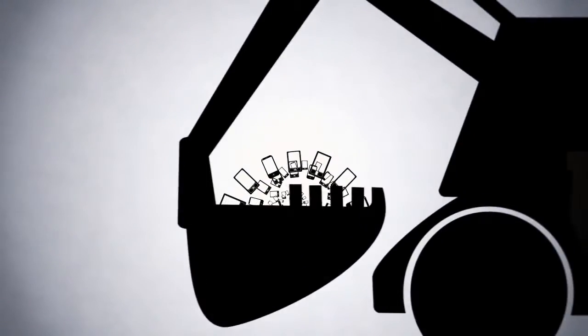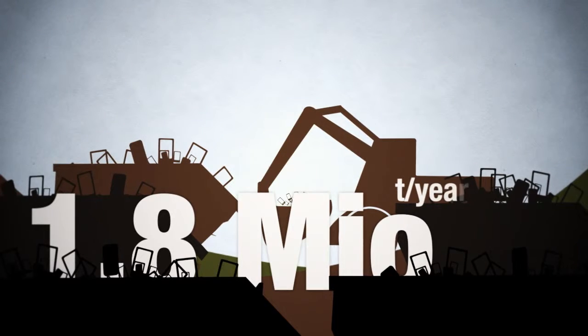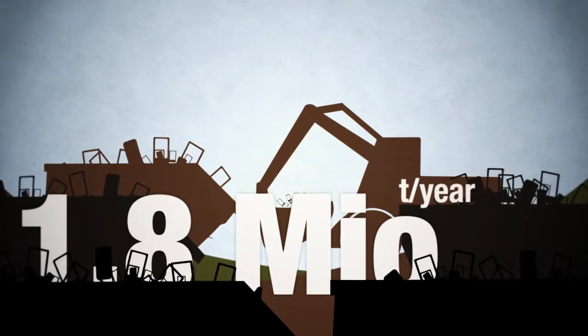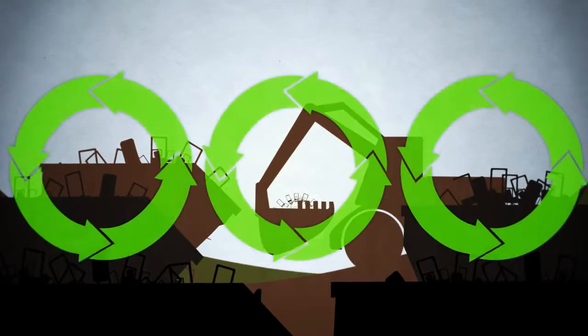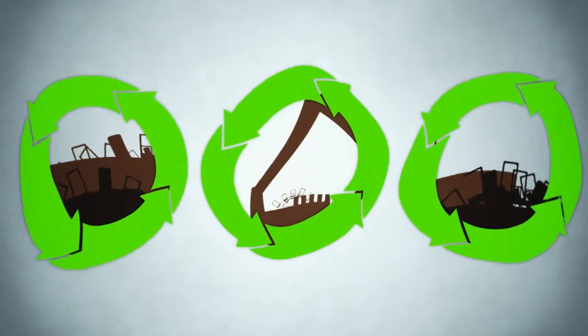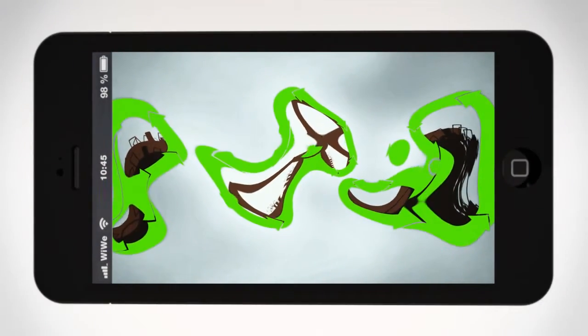At some point, the old models become part of the 1.8 million tons of electronic waste produced in Germany each year. Part of this waste is contaminated with heavy metals. So far, there is no regulated and efficient recycling system that decreases the environmental burden and recycles valuable raw materials.